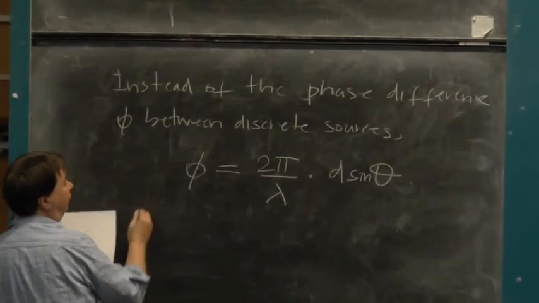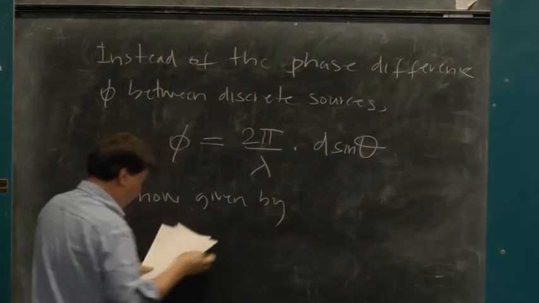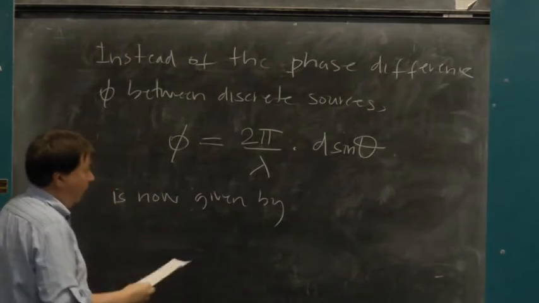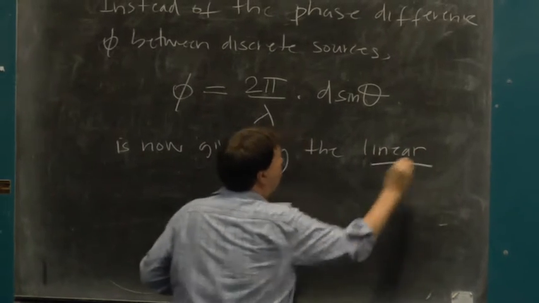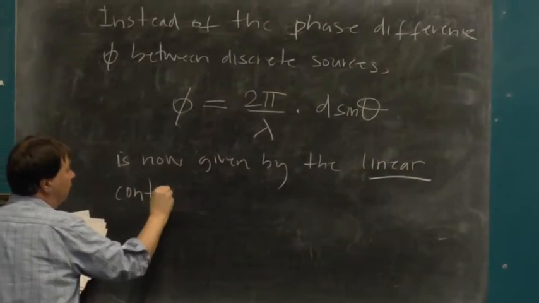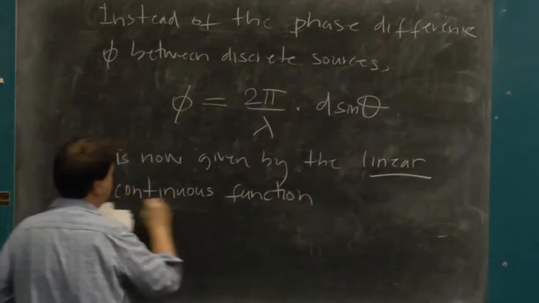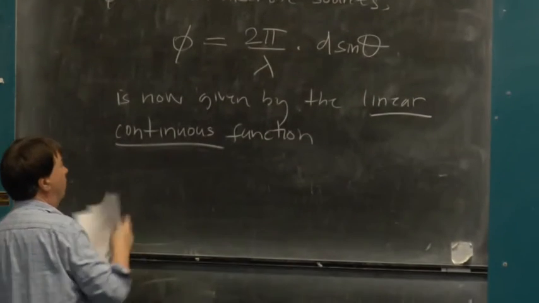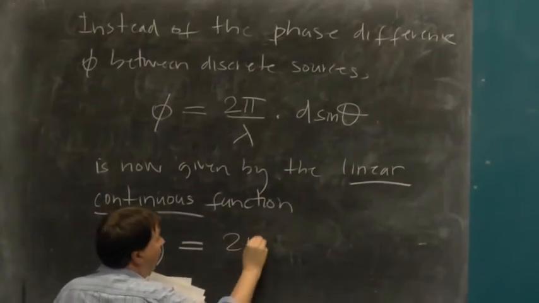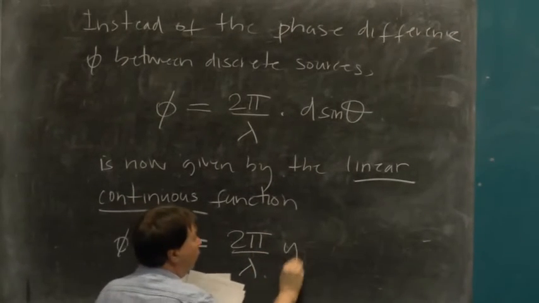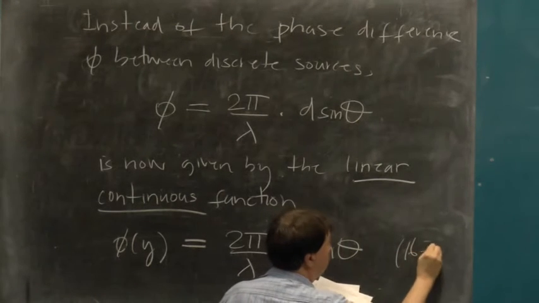The phase difference is now given by, let's emphasize it, the linear continuous function. So it's a linear continuous function, but extremely straightforward. Phi as a function of y is just 2 pi over lambda y sine theta. So let's make this equation 16.2.